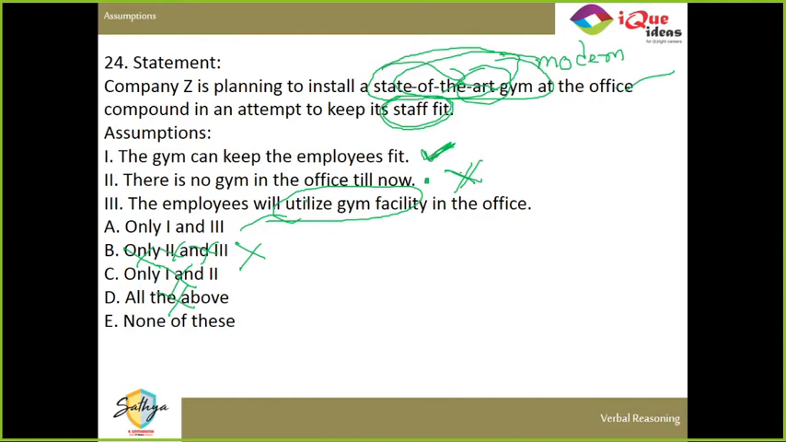If I'm installing a new facility, do I need to assume that my workers will use it? Guys, I'm not getting any response. I need you to say something.